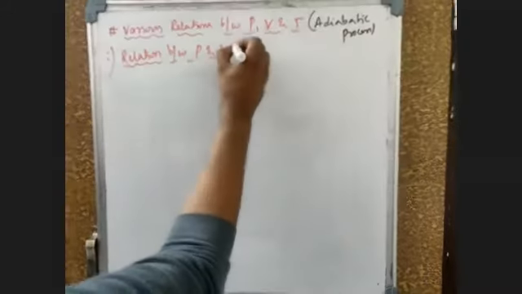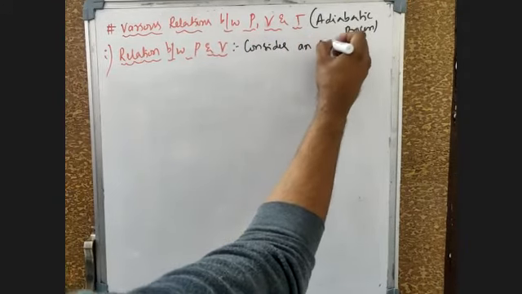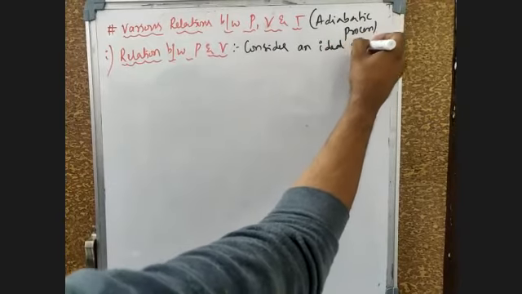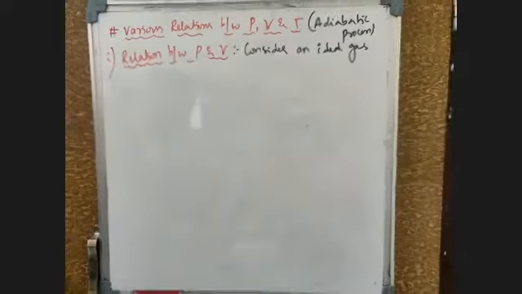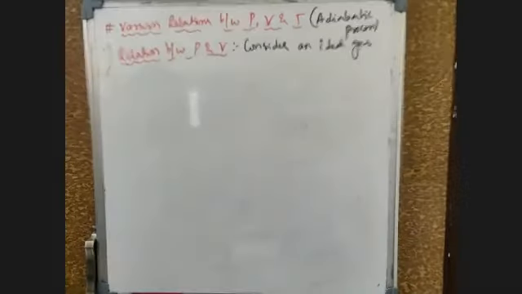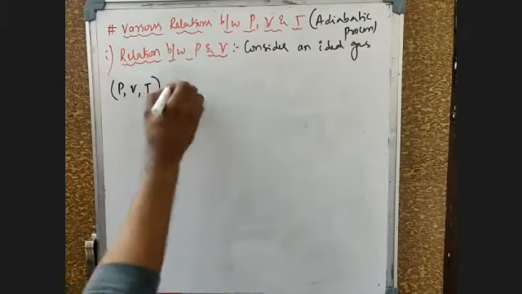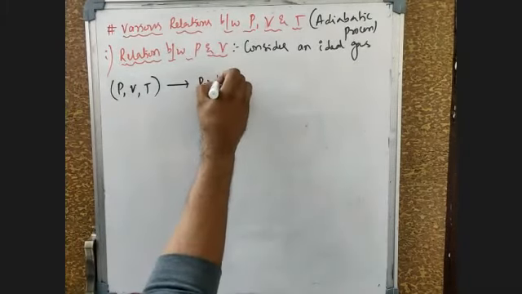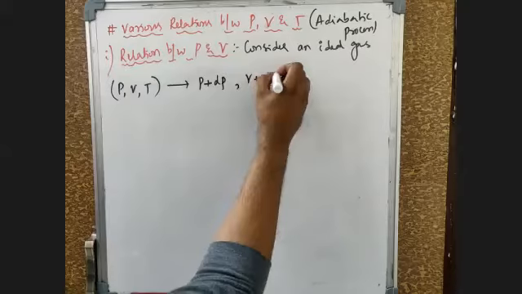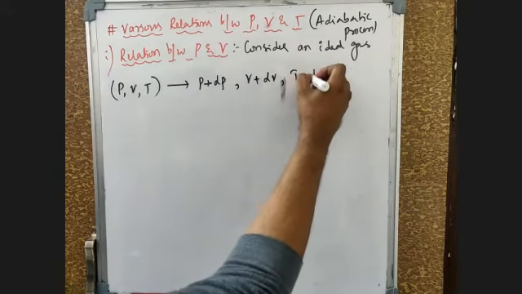So what we'll do here is consider an ideal gas which is expanding adiabatically. That means if this is the pressure, this is the volume, and this is the temperature, the pressure is changing from P to P plus a small change dP. In the same way, volume is also changing, V plus dV. And temperature is changing from T to T plus dT.